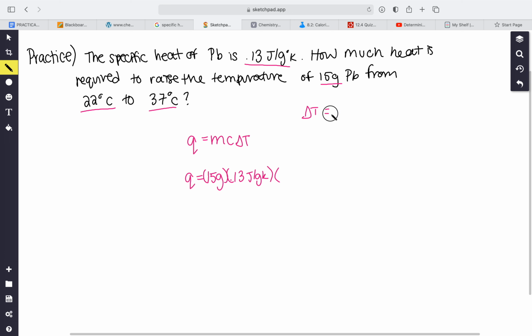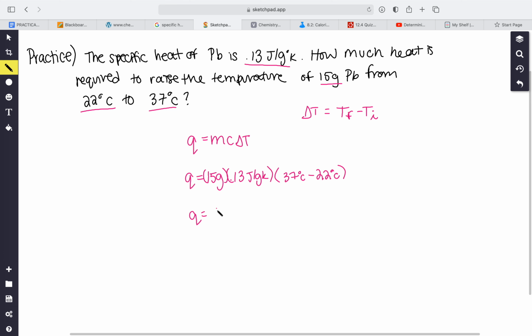So the change in temperature is always going to be equal to the temperature final minus the temperature initial, right? It can be negative technically. I think in most of these problems we're going to be dealing with a positive change in temperature. But just as a reference, change in temperature is always going to be final minus initial. So let's do that right now. We're raising the temperature from 22 degrees Celsius to 37 degrees Celsius, so we're going to go 37 degrees Celsius minus 22 degrees Celsius.